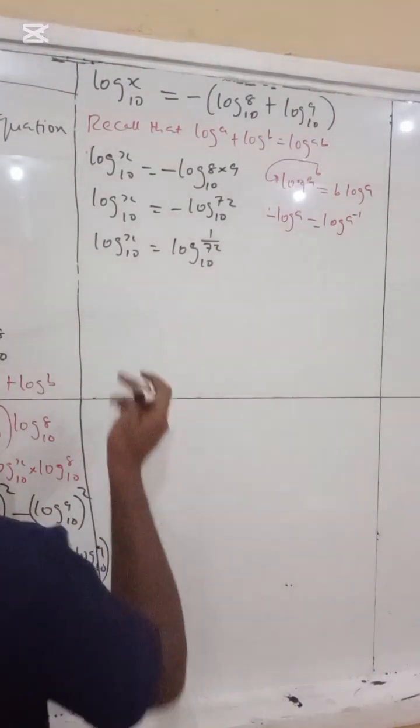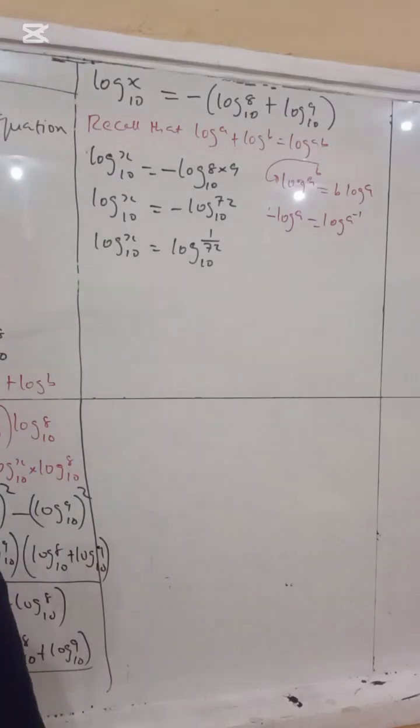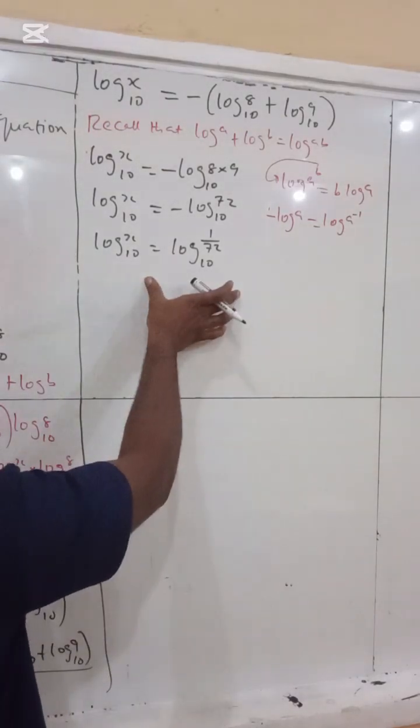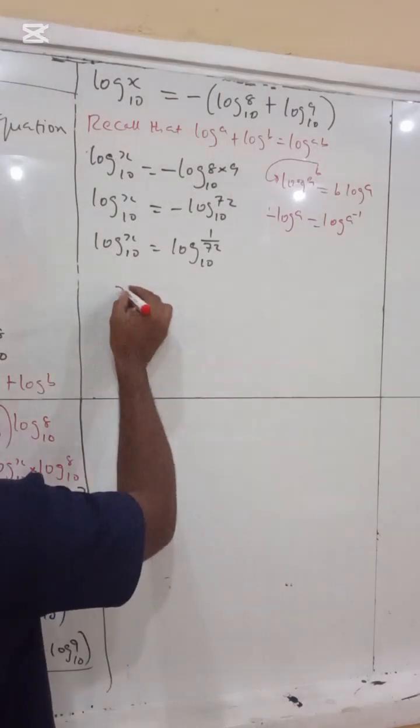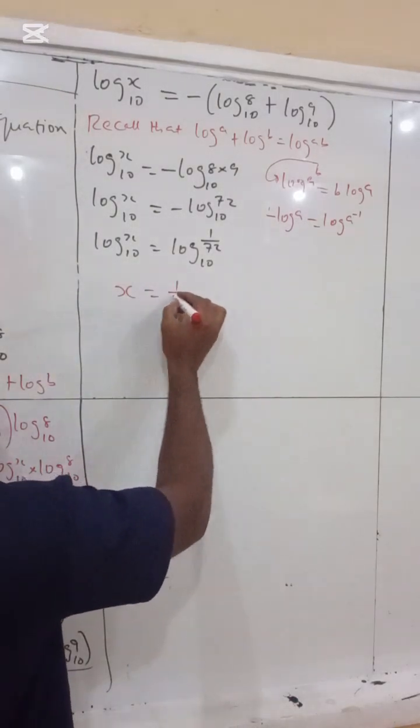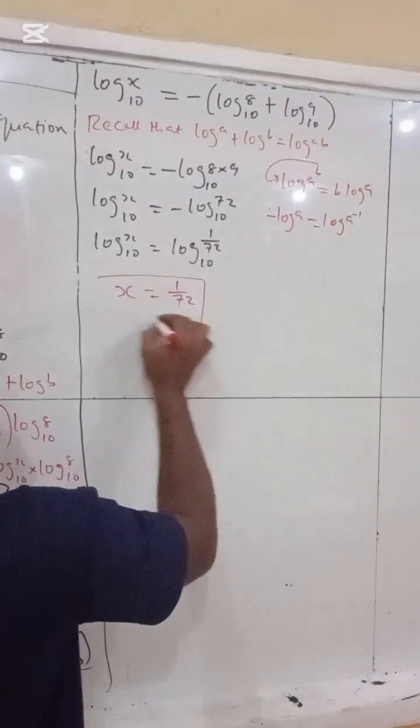Good. Now, we can compare both sides. Since they have common base 10, we are going to have that x equals 1 over 72. And that is our answer.